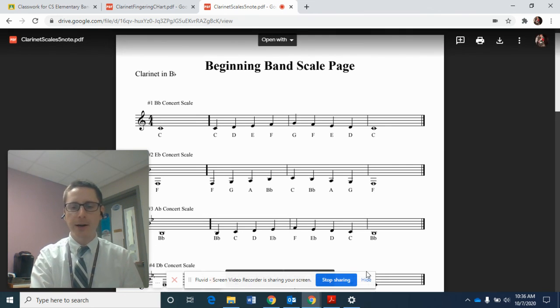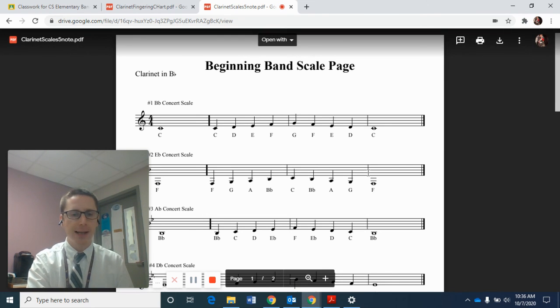And there you have our 5-note scale, just our 5-note scale on clarinet.